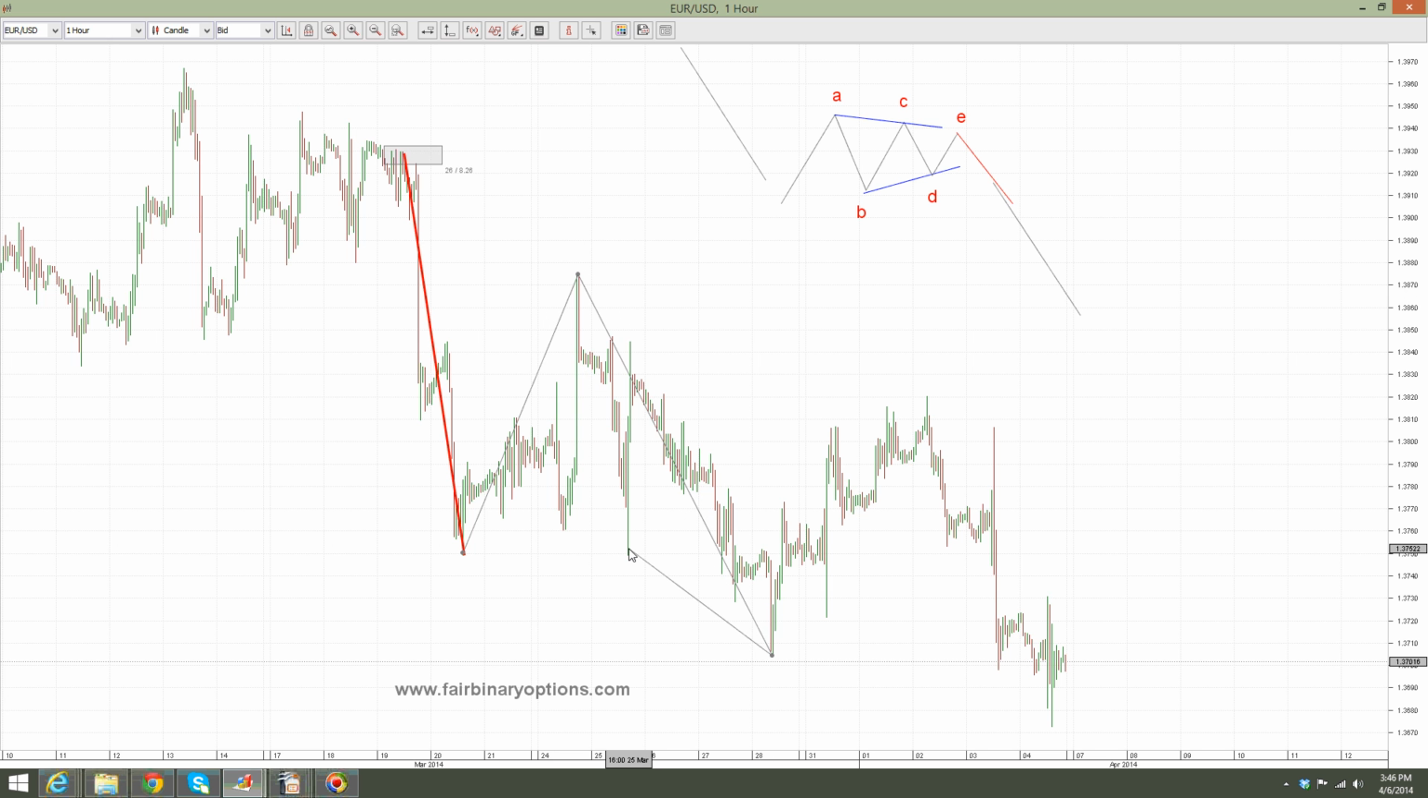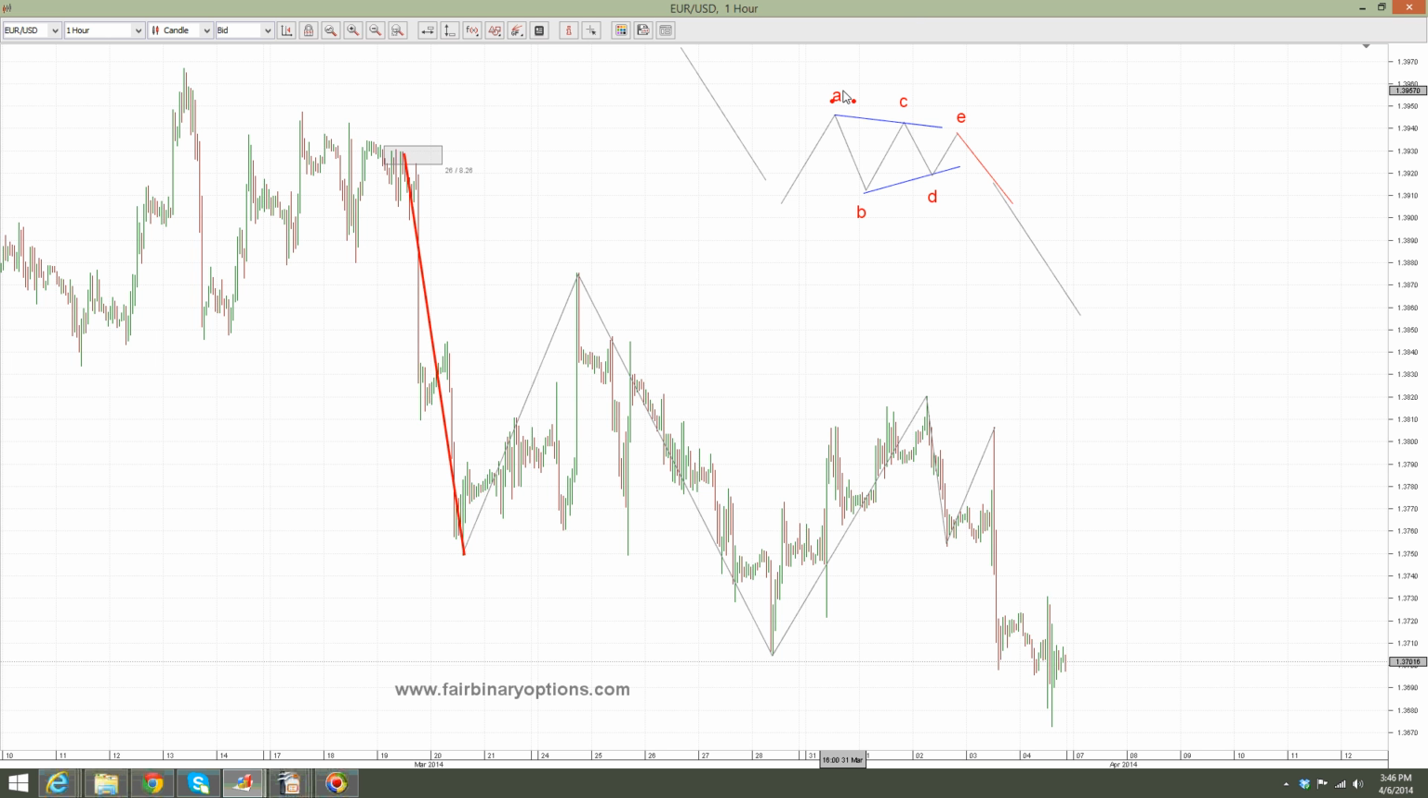This is being called an irregular variation of a contracting triangle, but it is still a contracting triangle that is acting as a continuation pattern. So A, B, the C wave to the upside here, the D wave to the downside, all the way to the downside here or here. So A, B, C, D, E, and this is the moment where the contracting triangle ends.